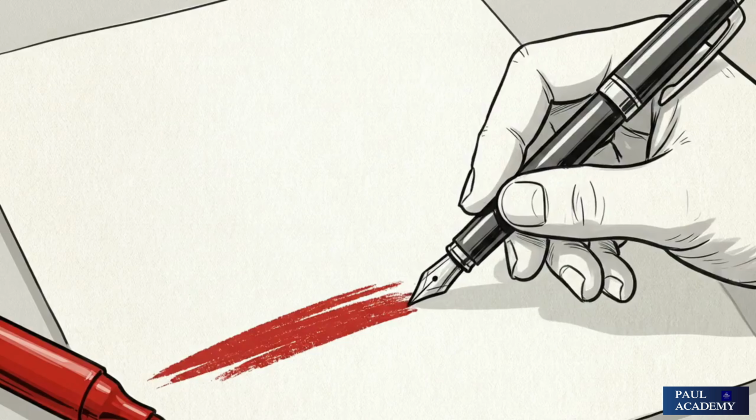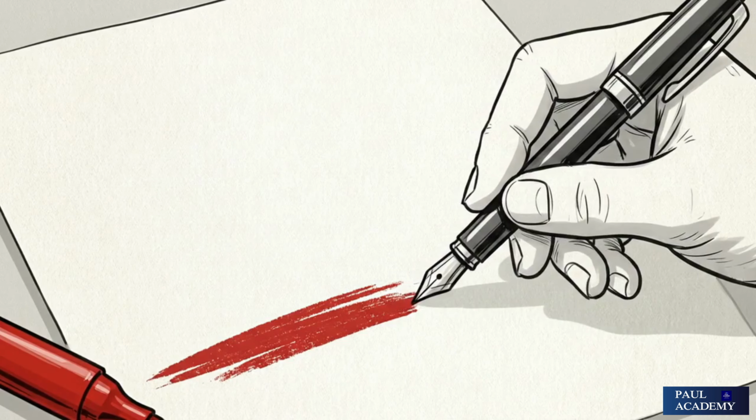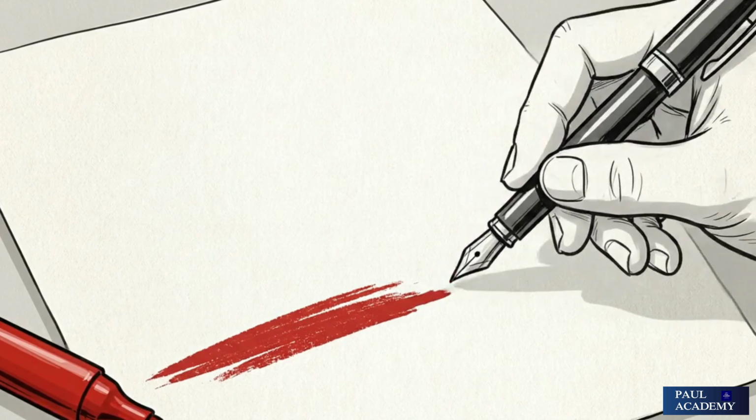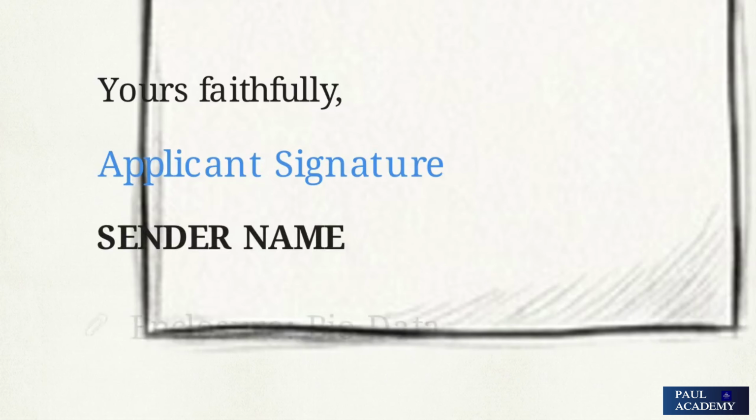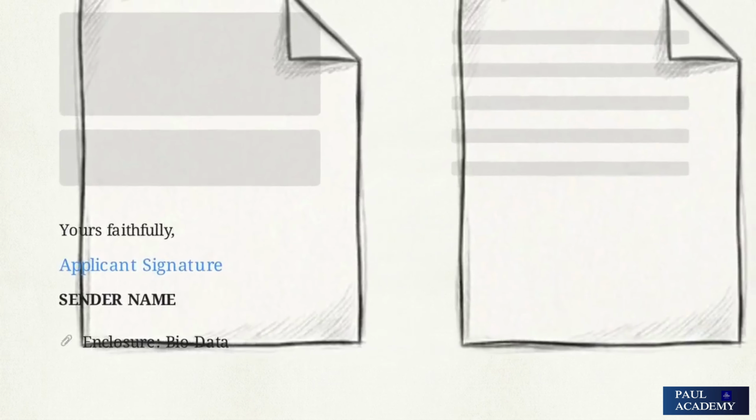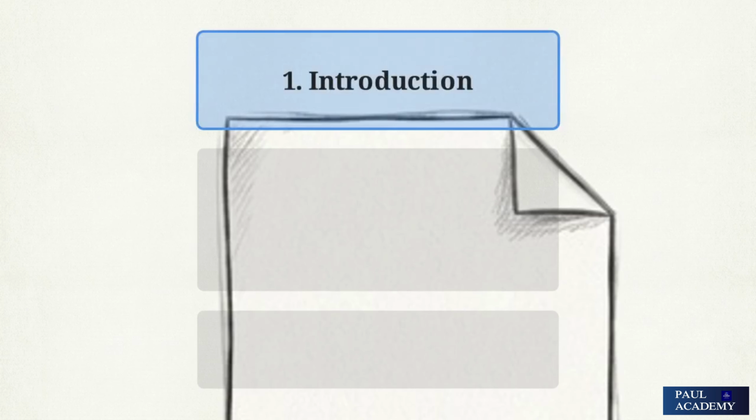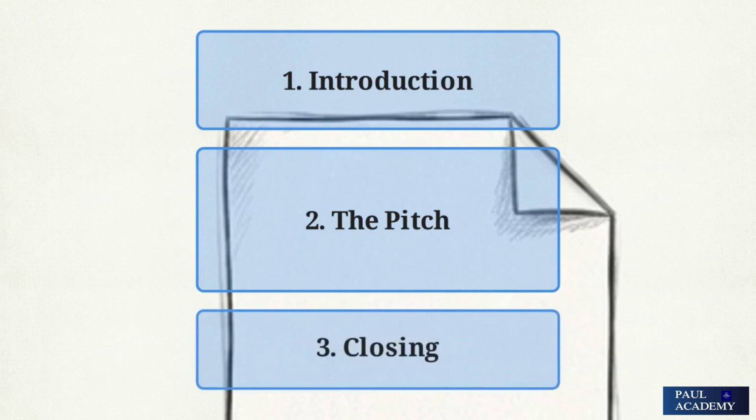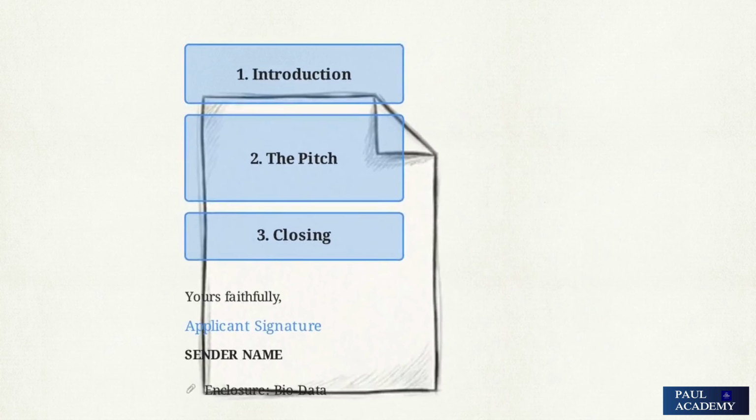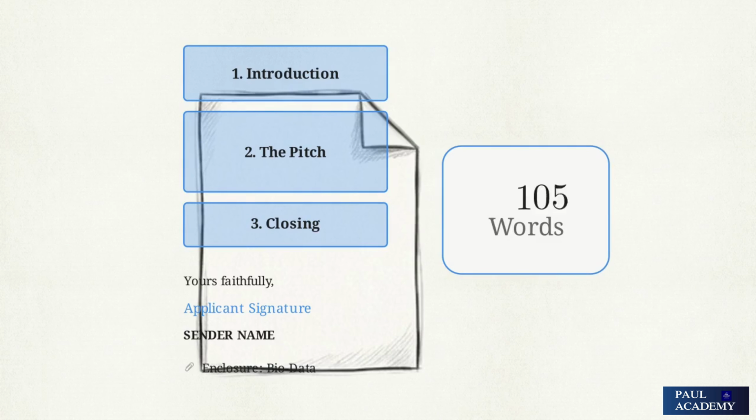This brings us to the most common structural trap students fall into, the placement of the enclosure line. Your formal sign-off, your signature, and the explicit text reading enclosure, biodata, must sit at the absolute bottom of this covering letter. It belongs here, not inside the CV itself. By treating the letter as a concise 3-part introduction, you prevent yourself from overwriting. This guarantees you satisfy the required word count constraints.